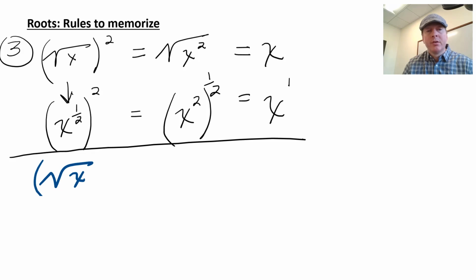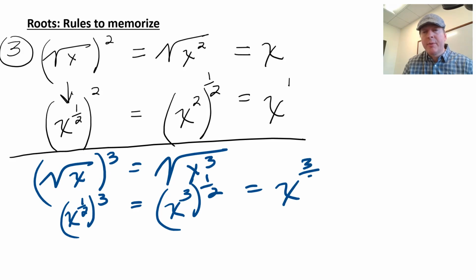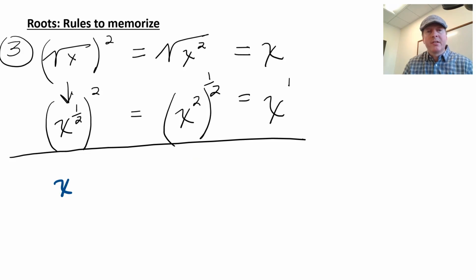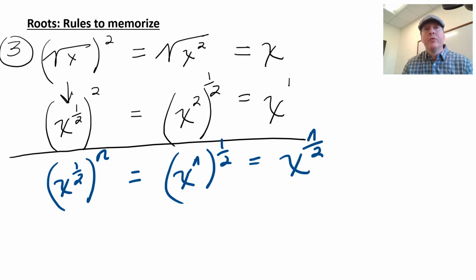Suppose I had the square root of x, cubed. That is the same thing as the square root of x cubed. x to the 1/2 cubed is equal to x cubed raised to the power of 1/2. Both of them are x raised to the power of 3 over 2. So the more general rule: the square root of x, x to the 1/2, raised to any exponent, let's call it n, is the same thing as x to the n raised to the 1/2. Both of them are x raised to the power of n over 2.